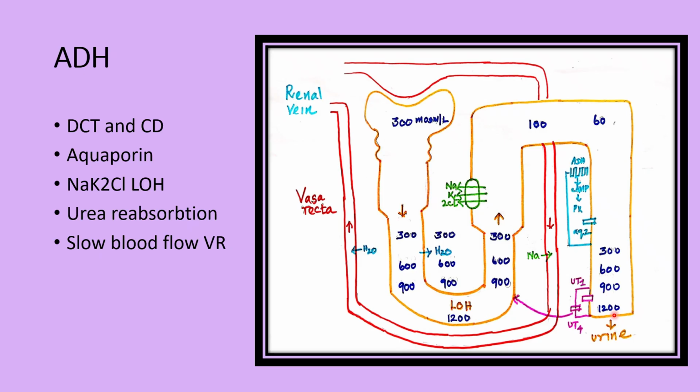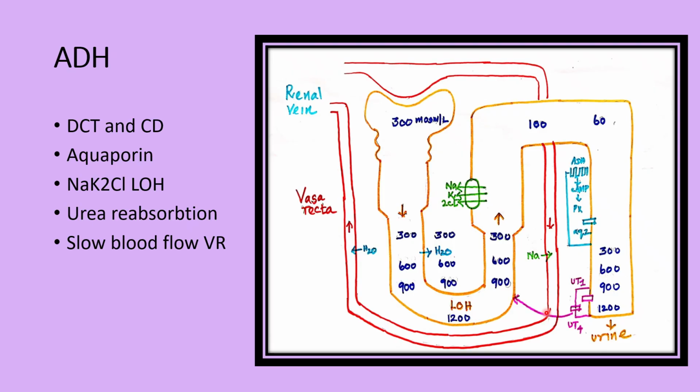It also facilitates sodium potassium chloride reabsorption in the thick ascending limb of the loop of Henle. The ADH is also helpful for urea reabsorption in the medullary collecting duct, the inner part of the medullary collecting ducts. So it is important for the medullary osmotic gradient.